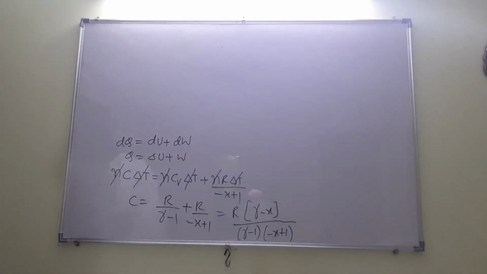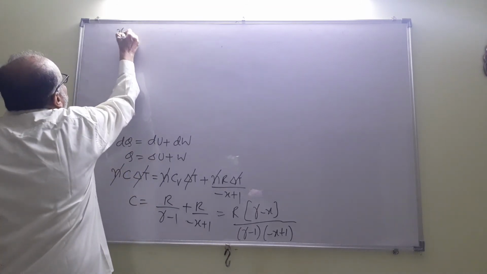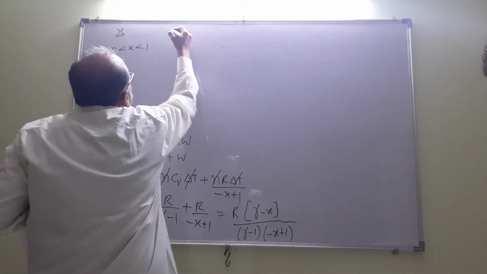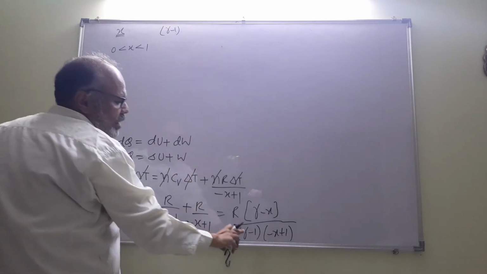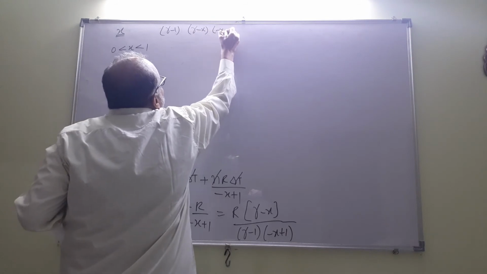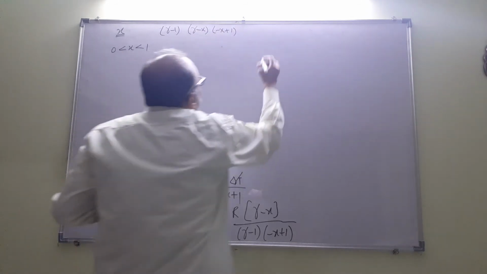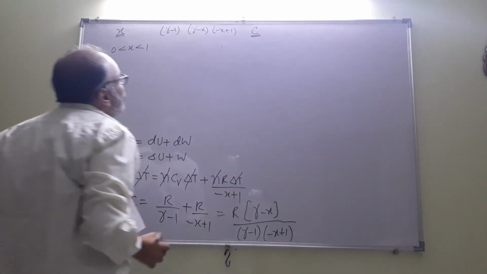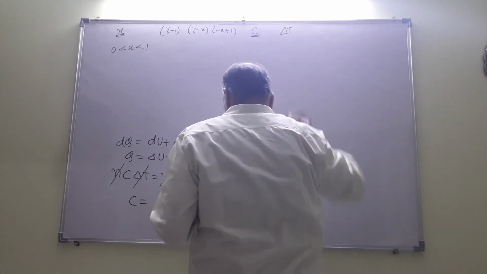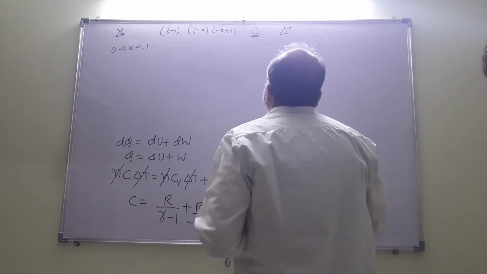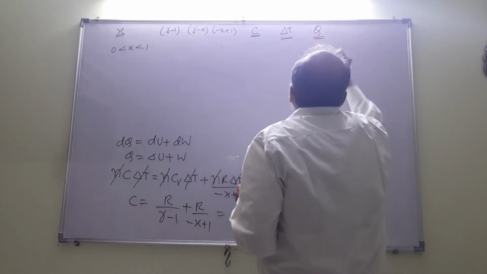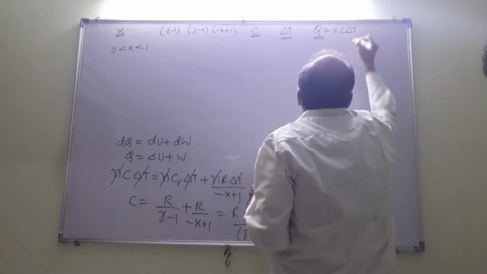So we would like to take the various ranges, x varying from 0 to 1, and we would like to see each of these factors, gamma minus 1, gamma minus x, and minus x plus 1, what signs these take, and hence what is the sign of C. We would also like to know what is the sign of delta T, and hence what is the sign of Q, which is nC delta T.